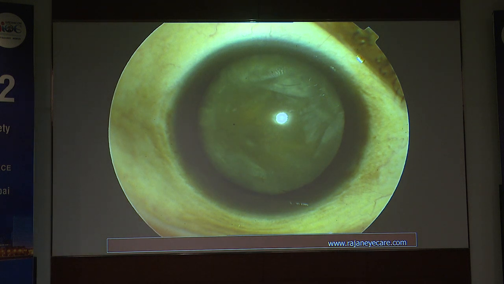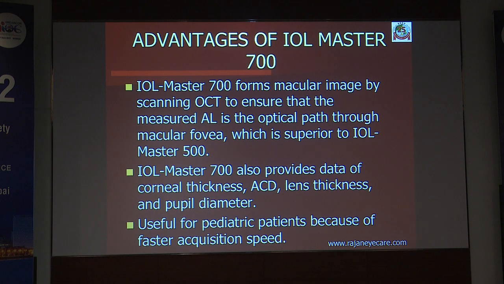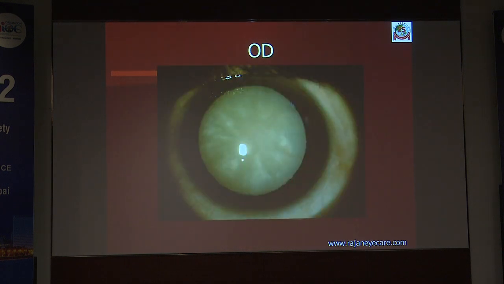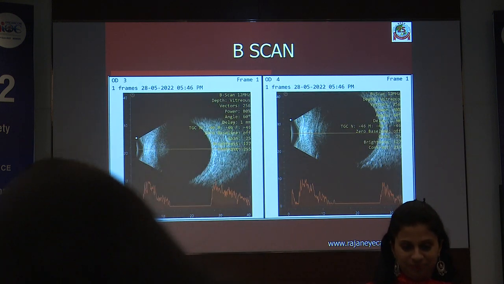If it's a very total cataract, very white cataract, it is very difficult. Near total cataracts, you can still penetrate. The advantages of the IOL Master are really wonderful, and it gives you a lot of data: the corneal thickness, the anterior chamber, the lens thickness, the pupil diameter, the white-to-white, everything is available in the IOL Master.